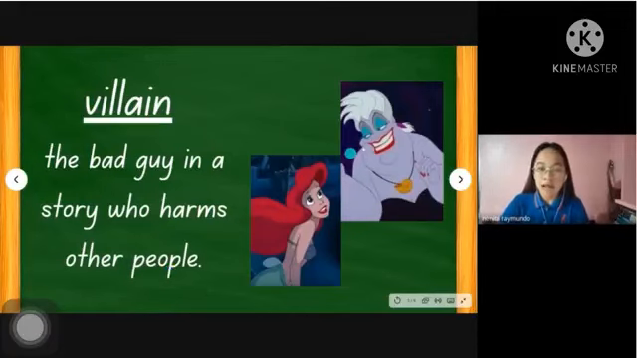For example, we have here a picture of your favorite Disney movie. Because I know you're fond of Little Mermaid, right? I have here Ariel and Ursula. In the story The Little Mermaid, Ursula is the villain who harms Ariel. So therefore, Ursula is a bad guy who is also the villain. So again, what is Ursula? Ursula is a bad guy and she is the villain. Correct. She is the villain in the story.